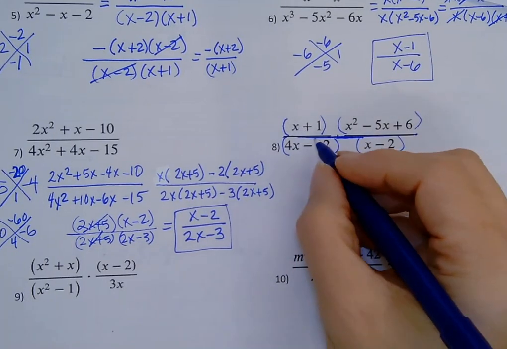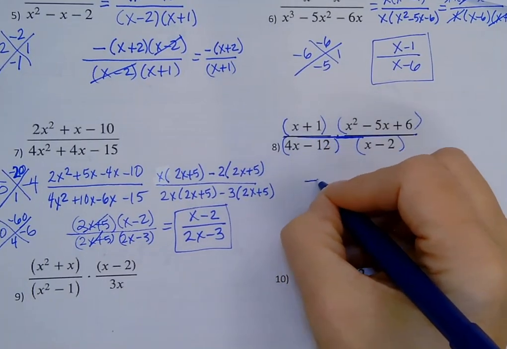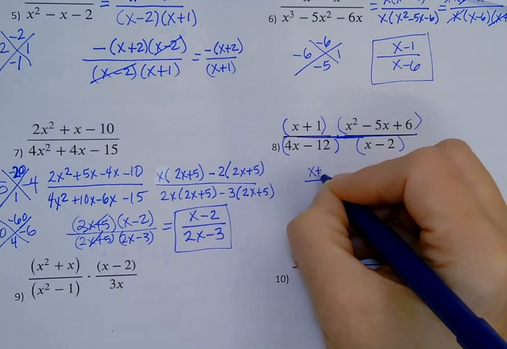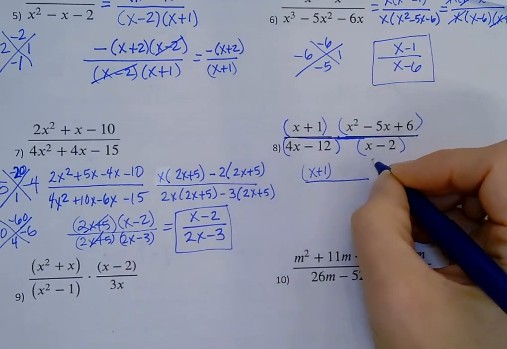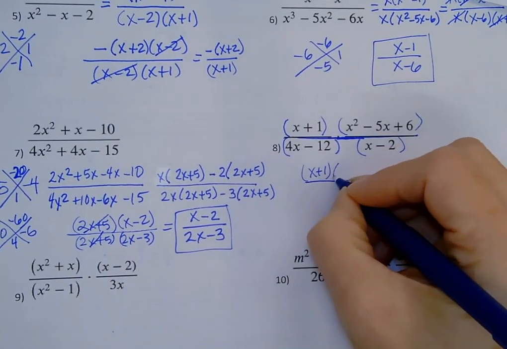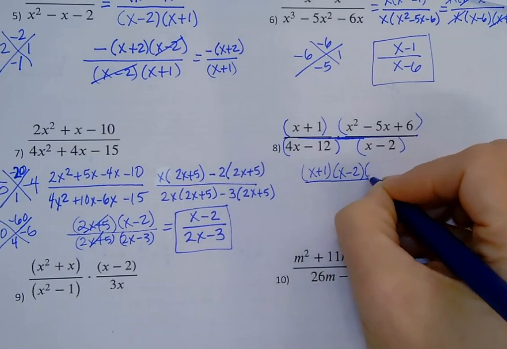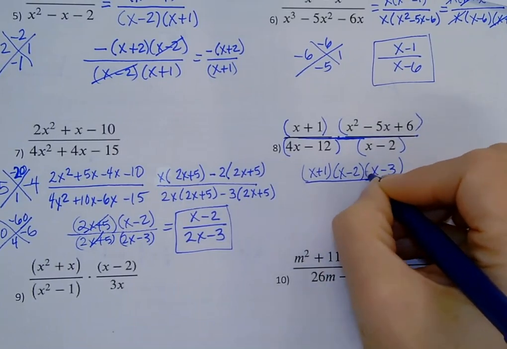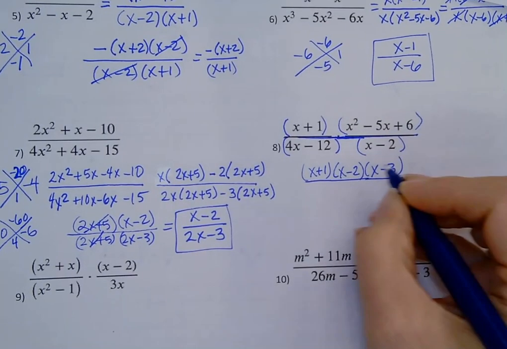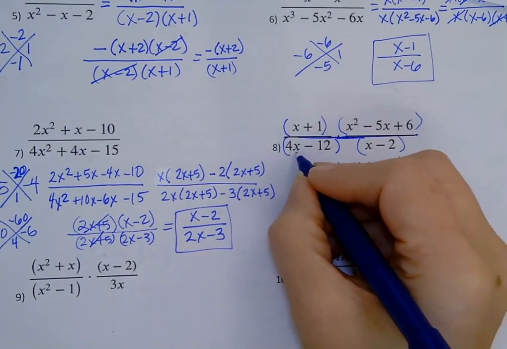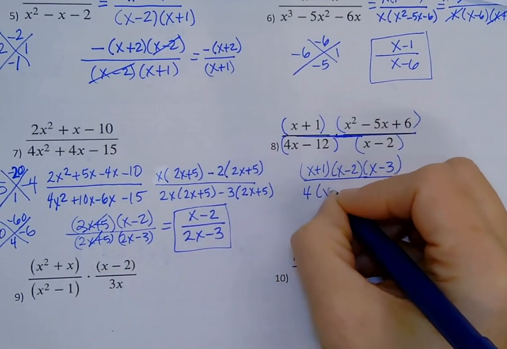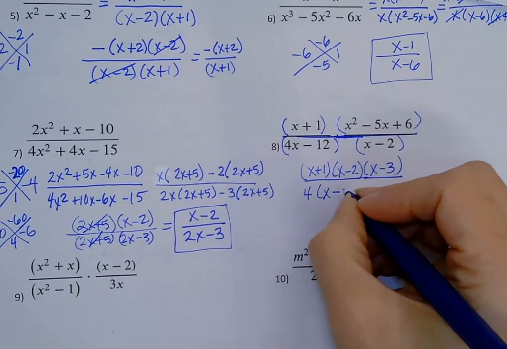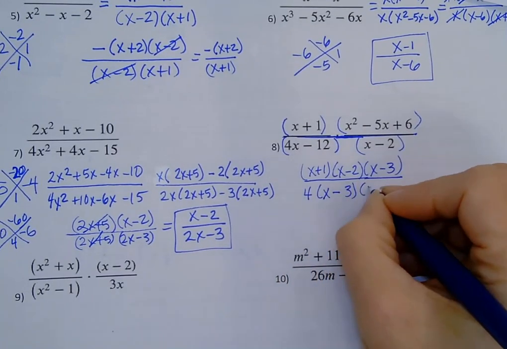All right, so looking at number 8, I'm going to redo my numerator. My numerator is going to be x plus 1 still. X squared minus 5x plus 6 should be x minus 2 times x minus 3. Right, so x squared minus 5x plus 6. Yes, that worked. Down here, I'm going to pull out 4. So I have 4 times x minus 3. Still times x minus 2.